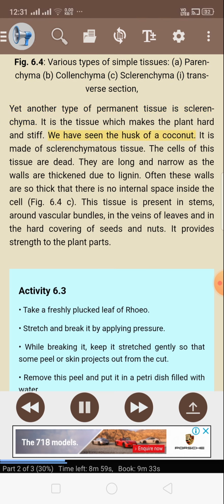We have seen the husk of a coconut. It is made of sclerenchymatous tissue. The cells of this tissue are dead. They are long and narrow as the walls are thickened due to lignin. Often these walls are so thick that there is no internal space inside the cell. Figure 6.4c. This tissue is present in stems, around vascular bundles, in the veins of leaves, and in the hard covering of seeds and nuts. It provides strength to the plant parts.